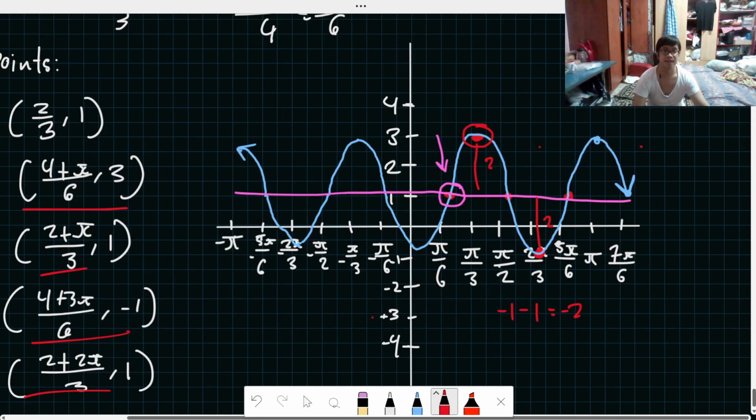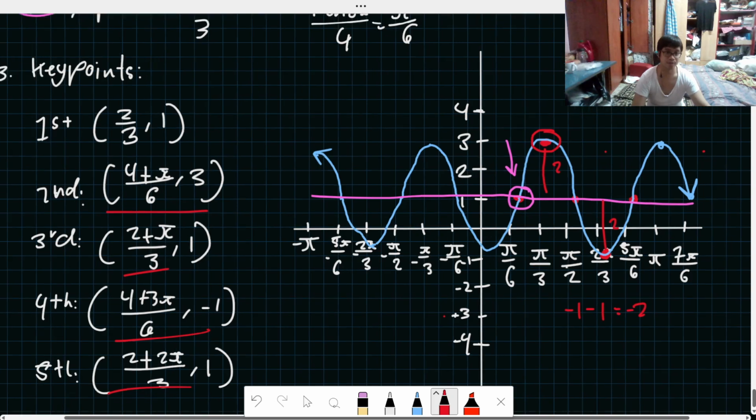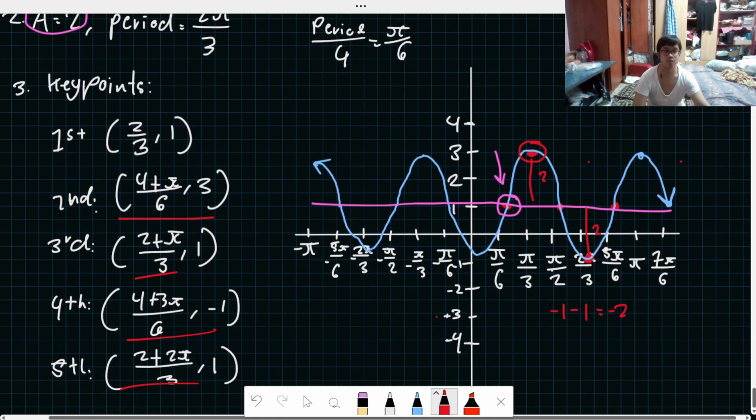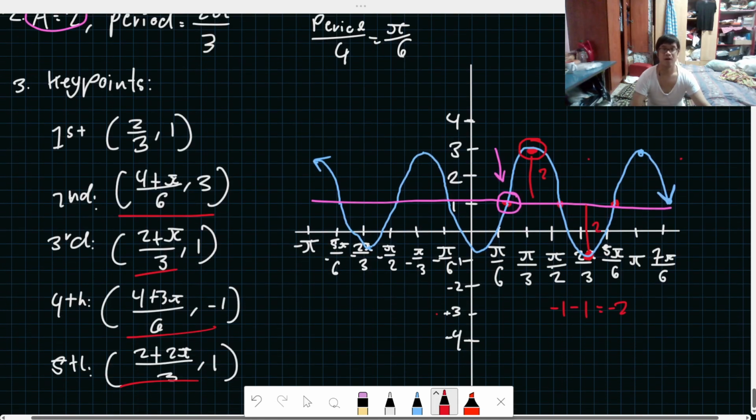And this is the graph of 2 sine of 3x minus 2 plus 1. That's it. That is all, guys. That is how you basically graph a sine.